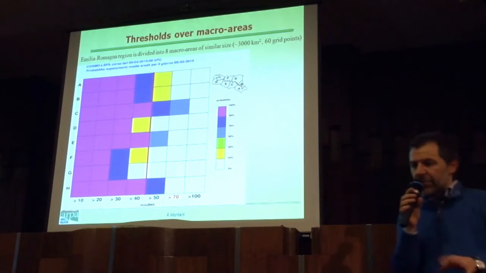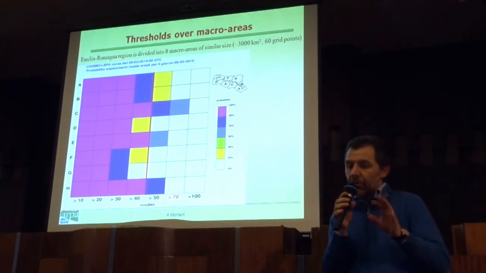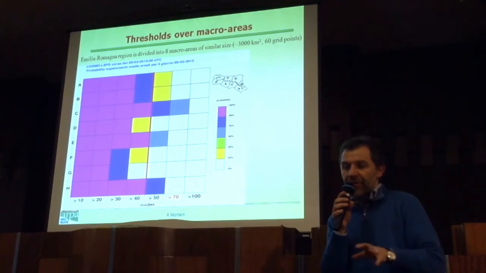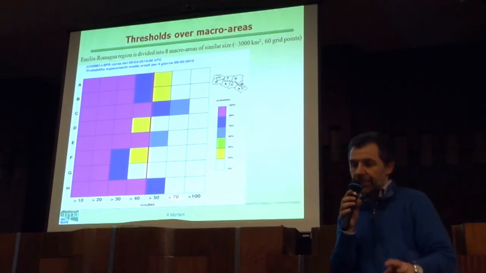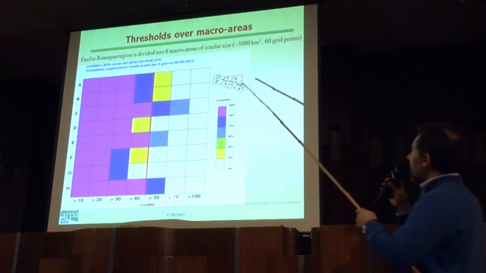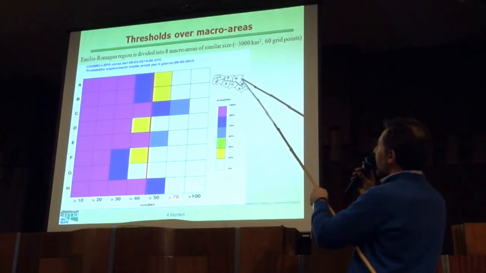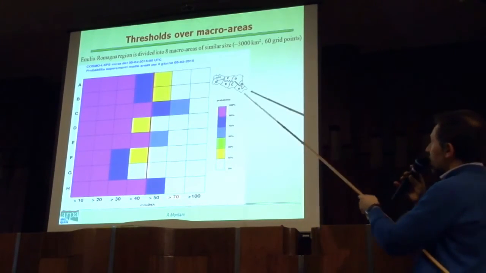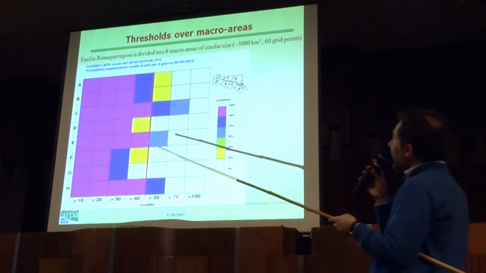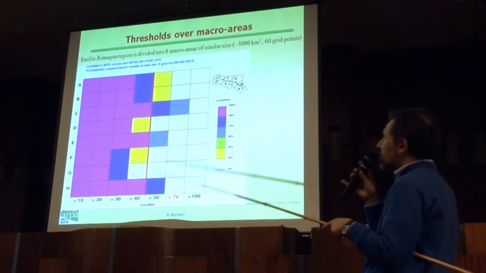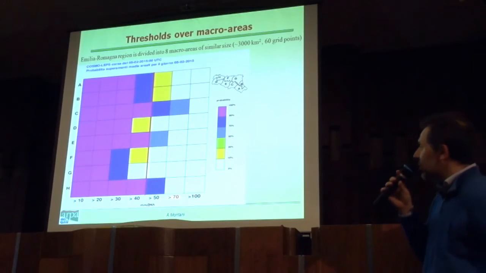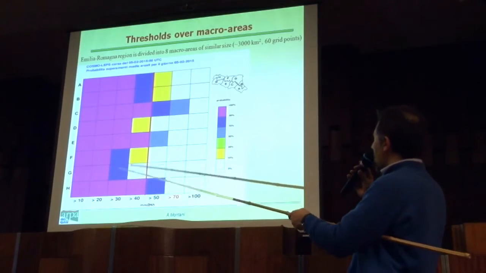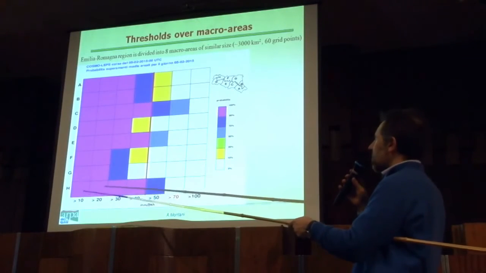And this is a bit more interesting probably. We divided the region into 8 macro areas, 8 areas of similar size, about 3,000 square kilometers, which is about 60 grid points. A, B, C, D, E, F, G, H are the 8 macro regions of Emilia-Romagna. And for each sub-region, we give the probability of exceedance of a threshold in terms of areal average. This is the case of last week, for the weather forecast for the 5th of February.